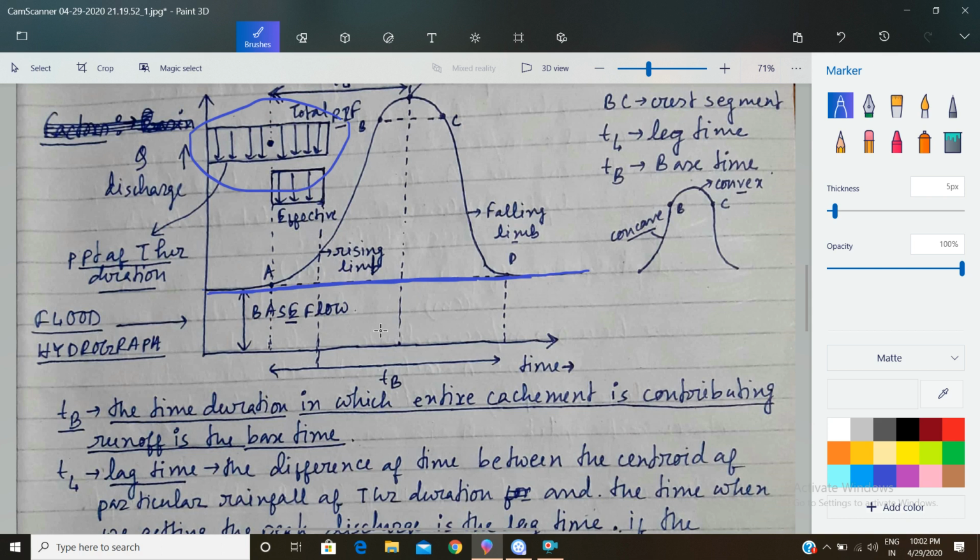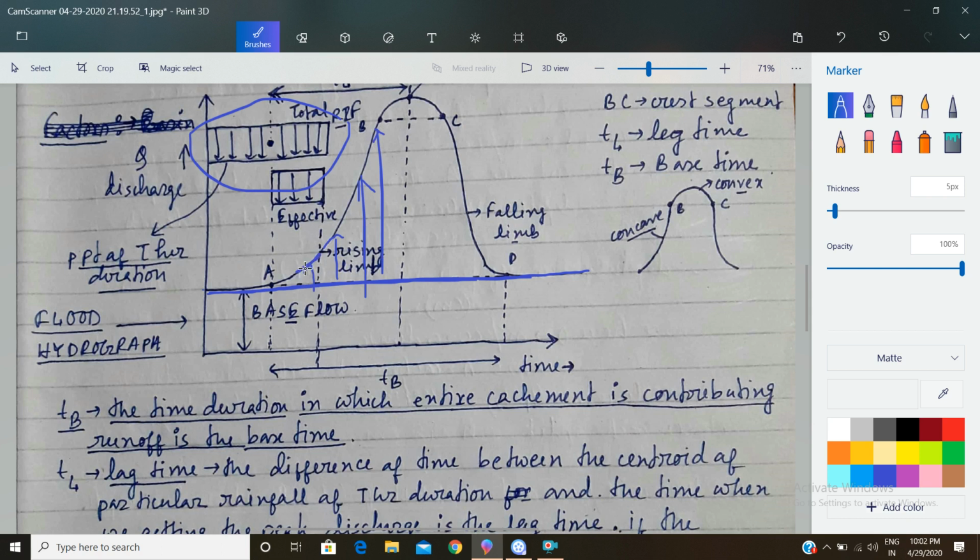After precipitation occurred, the runoff occurred. After infiltration losses, evapotranspiration losses, all the losses occurred, then after that runoff started. After runoff started, it started to contribute to the stream, and then discharge is seen here.